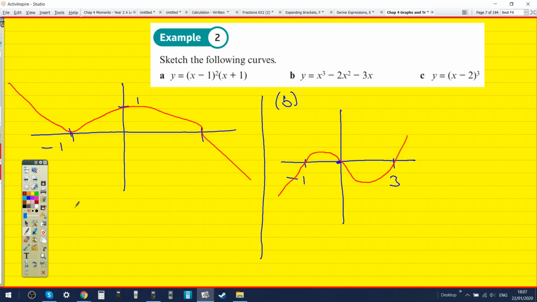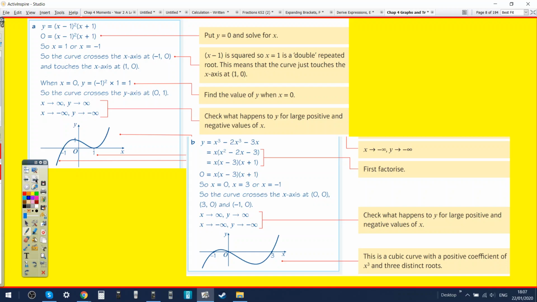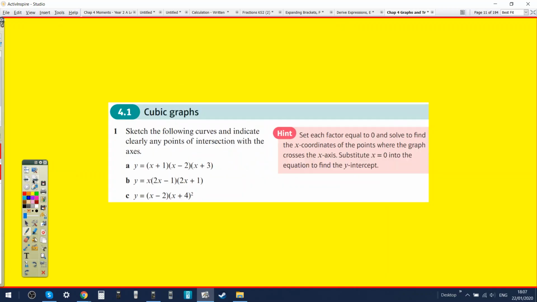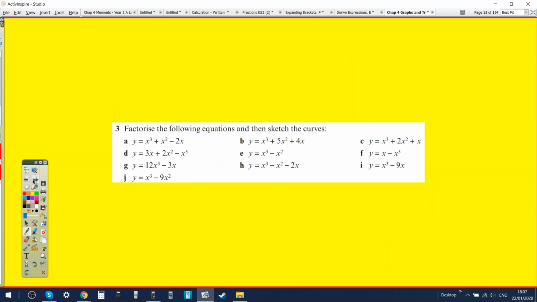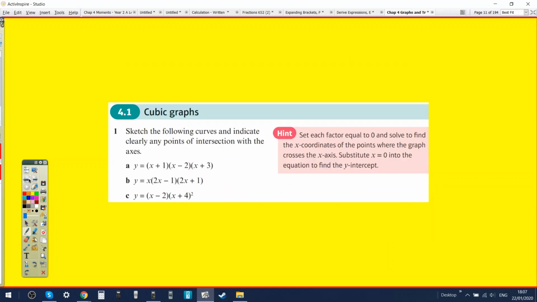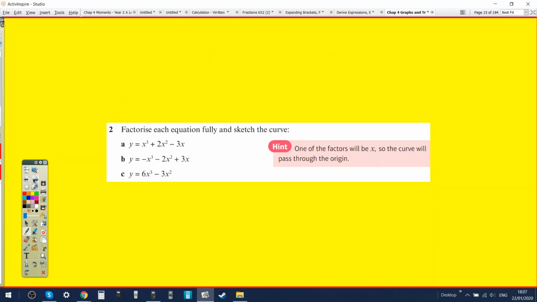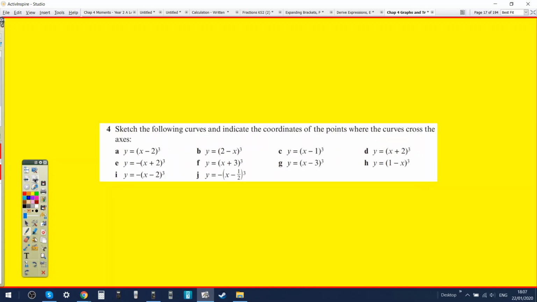And then this last one, that is C. Just write the brackets out 3 times. X -2, X -2, X -2, and then just do it the same as the others. Okay. You'll be fine. Cubic graphs. Let's just see. Yeah, fine.